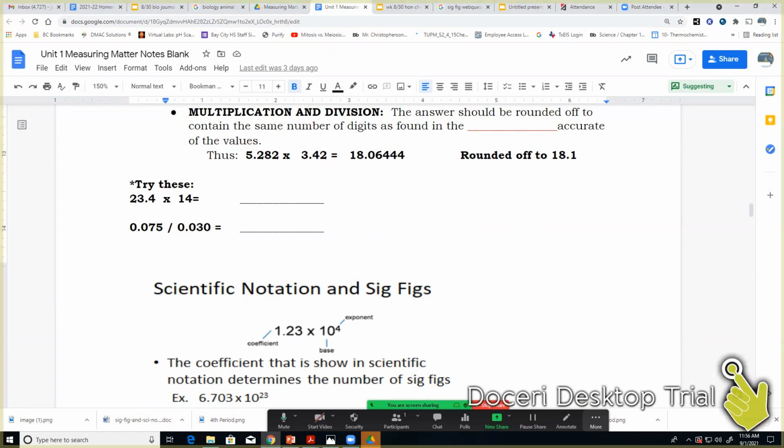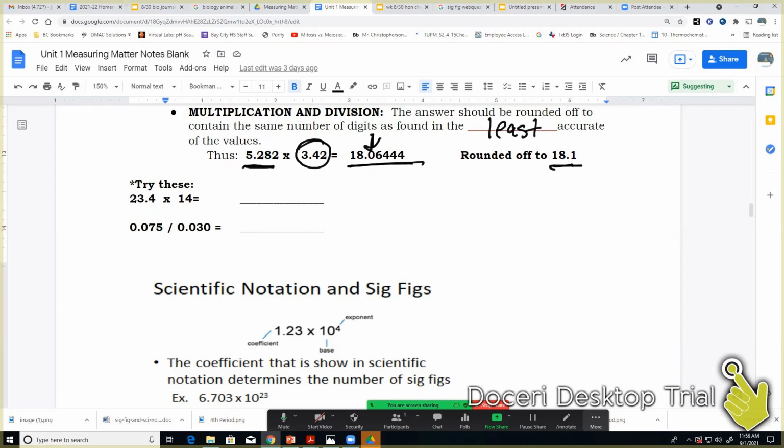So with multiplication and division, the answer should be rounded off to contain the same number of digits as found in the least accurate or least precise value. In other words, if I look at these, this one has 4 sig figs. This one only has 3. And like I said, you always go with the least. So my calculator may give me that. But now that we know we're dealing with measurements and sig figs, I would have to adjust it to 18.1. The 0 is my third sig fig, and there's a 6 behind it. That's why it became a 0.1.